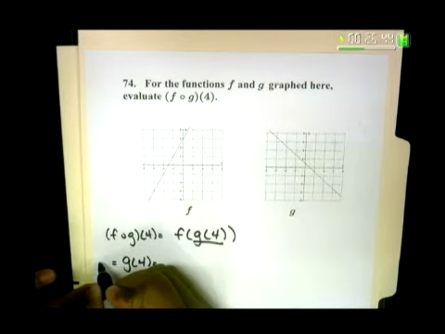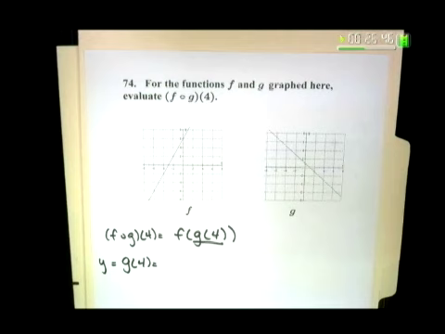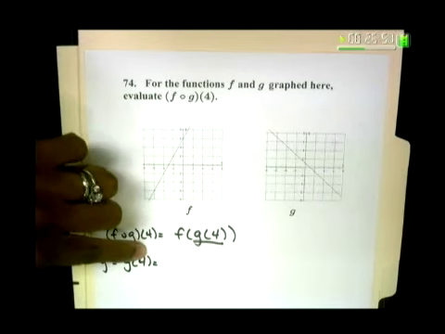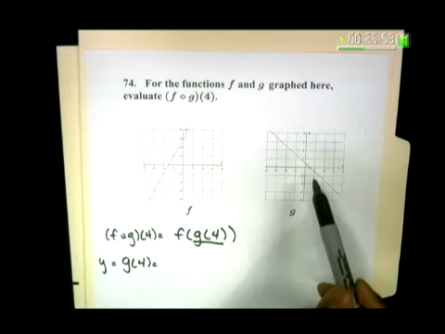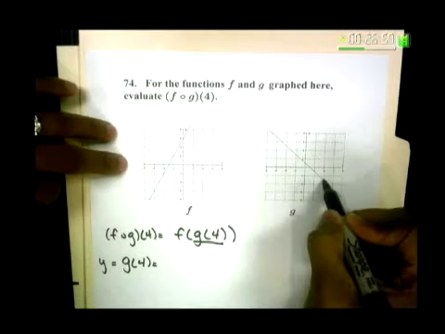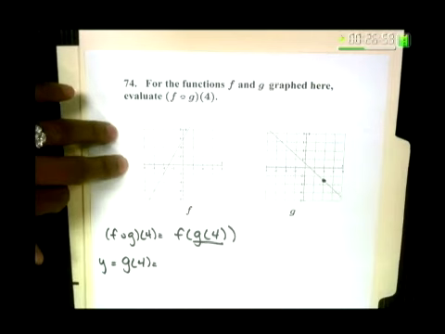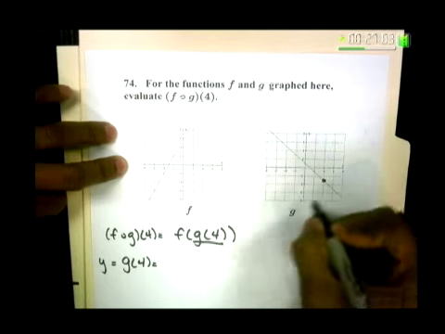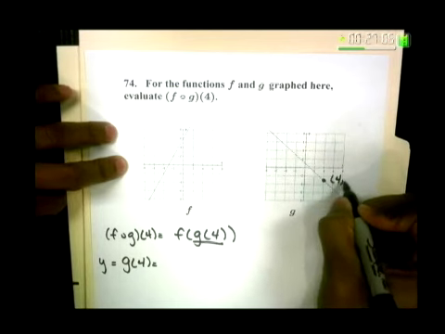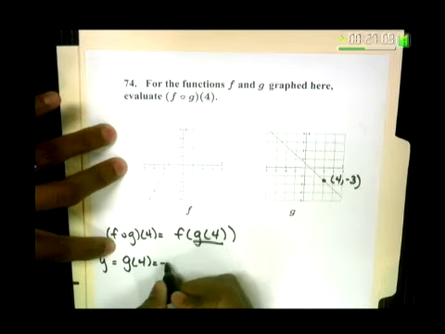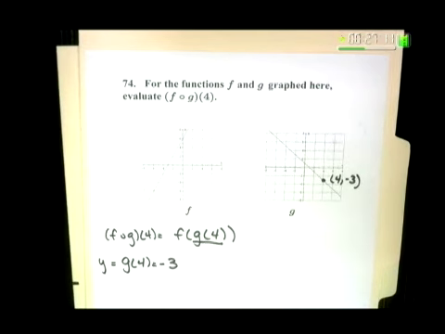Very good. Basically I'm looking for the y value when x is 4 on the function g of x, and that would correspond to this point right here, and that looks like -3. So g of 4, this point is (4, -3). So g of 4 is equal to -3, okay?